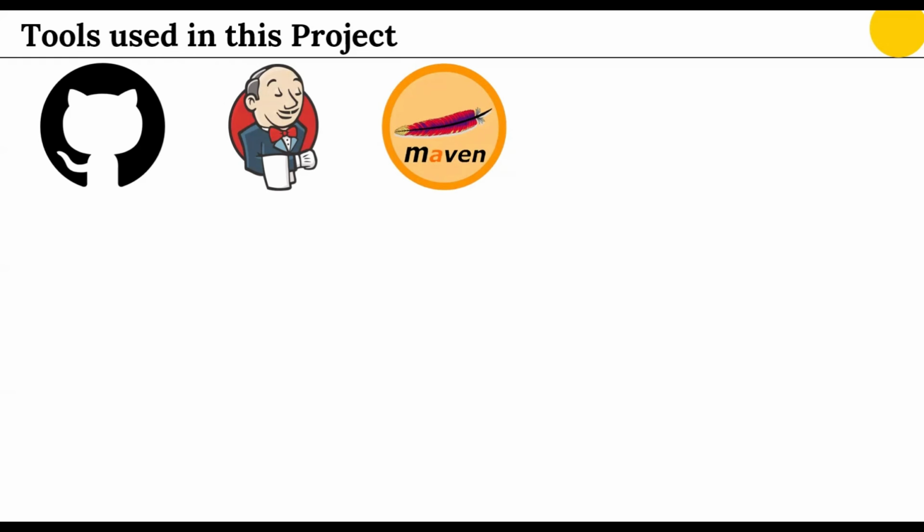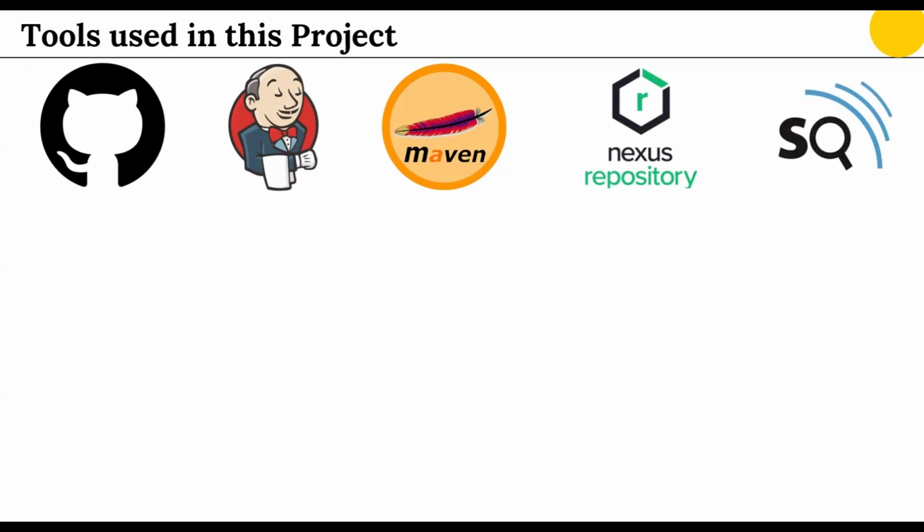Once we build the project, we are going to get the jar files or the war files of the application. These jar or war files will be stored in a separate artifact repository tool called Nexus. Apart from Nexus, we can also use JFrog, but in this video, I'll be focusing on how to store the artifacts inside the Nexus repository. Once we store the artifacts in Nexus, we are going to perform the code quality analysis by using SonarQube as a tool.